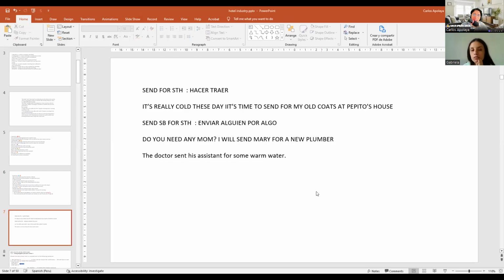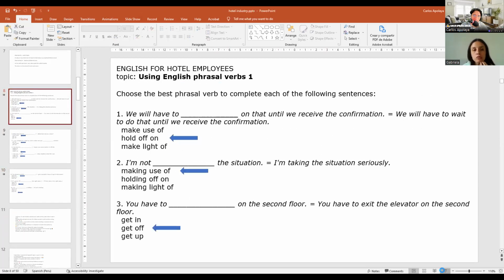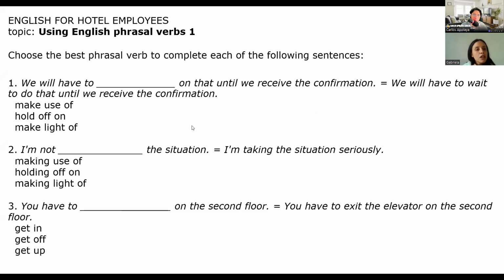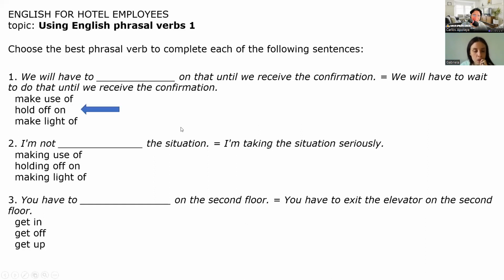Okay. So now let's practice. I'm sorry, let me make this bigger. Let me share the screen and let's go here. Please read and analyze and tell me the answer. We will have to hold off on that until we receive the confirmation. We will have to what? Hold off on. That's true. Hold off on, yes. Then until we receive the confirmation, right?